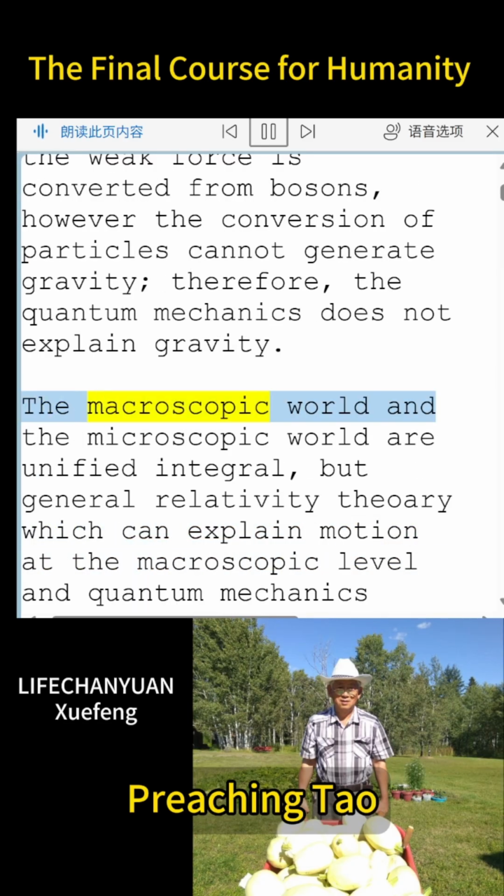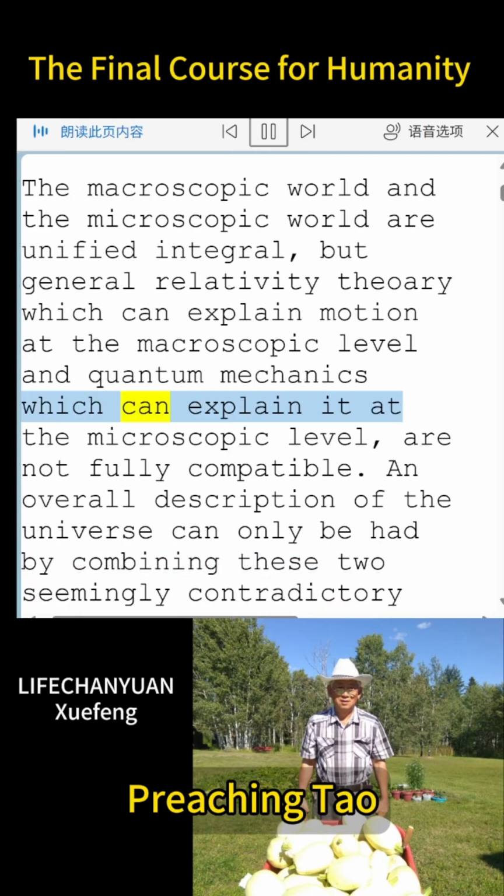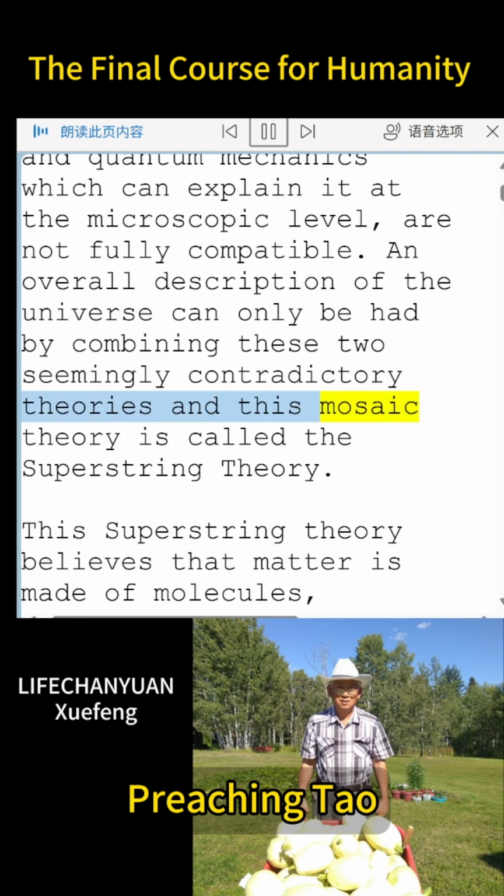The macroscopic world and the microscopic world are a unified whole, but general relativity theory, which can explain motion at the macroscopic level, and quantum mechanics, which can explain it at the microscopic level, are not fully compatible. An overall description of the universe can only be had by combining these two seemingly contradictory theories, and this mosaic theory is called the superstring theory.